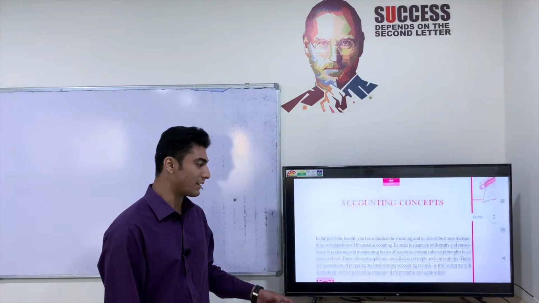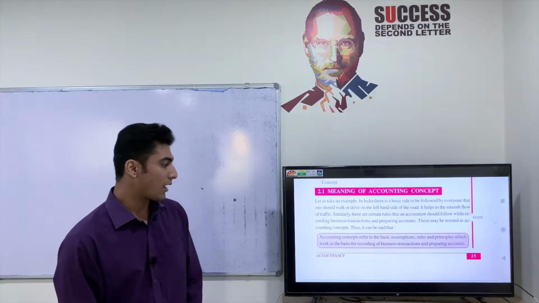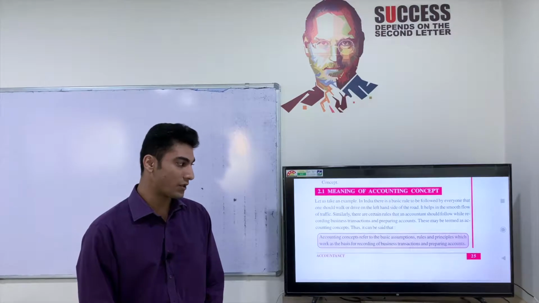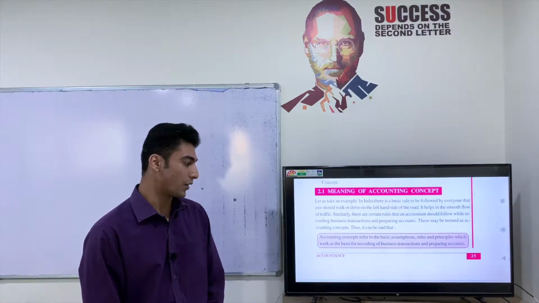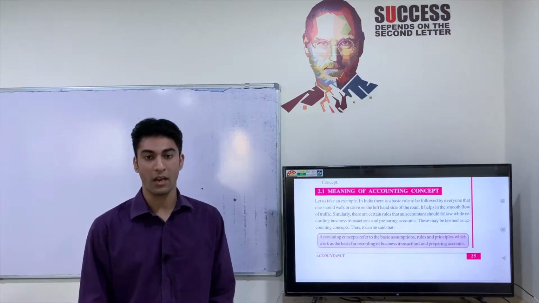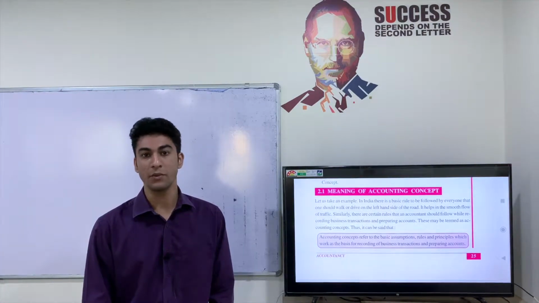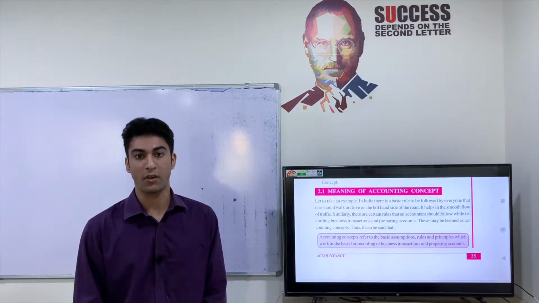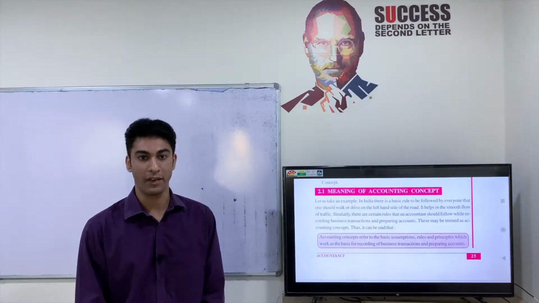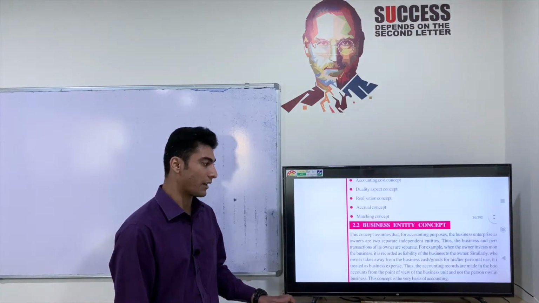Now let us discuss the definition of accounting concepts. Accounting concepts refer to the basic assumptions, rules and principles which work as the basis for recording business transactions and preparing accounts. So it acts as a basic principle which allows the transactions to be recorded in the accounting books. Now let us discuss certain types of accounting concepts.